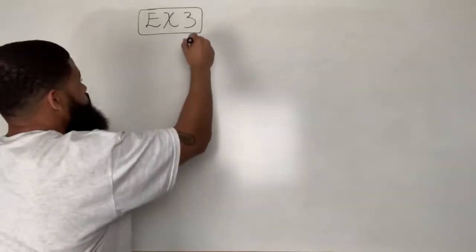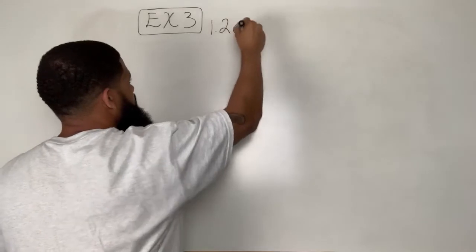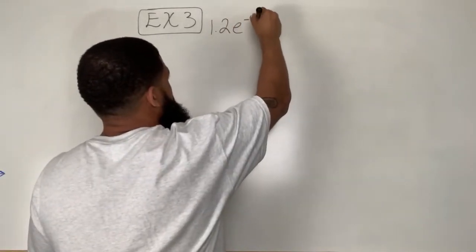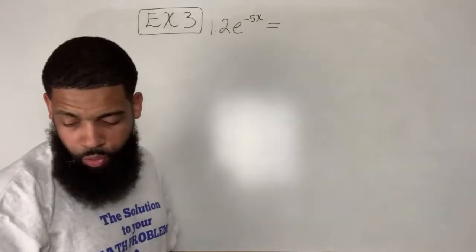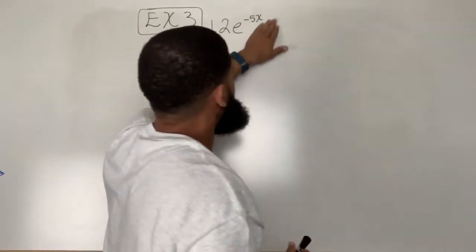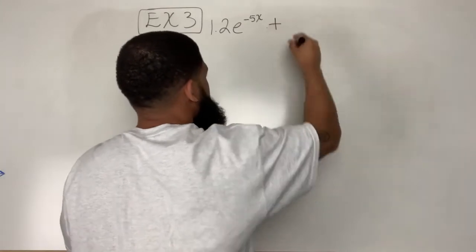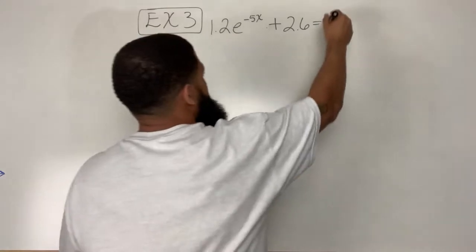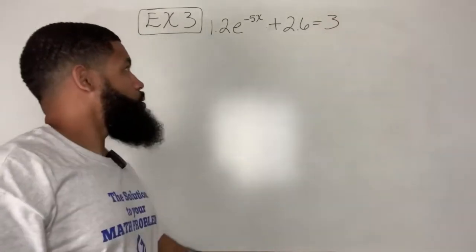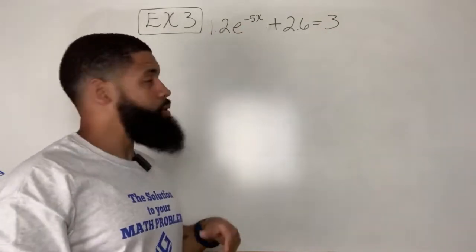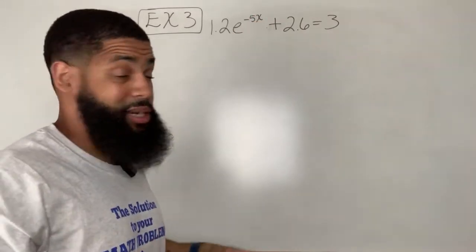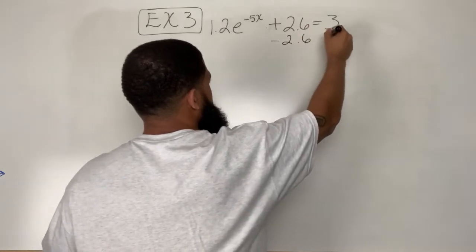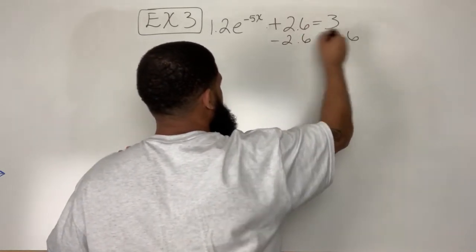Example 3, I have 1.2 e to the negative 5x power, plus 2.6, is equal to 3. Okay? So, once again, we need to get this term by itself. Our goal is to get e to the negative 5x by itself. So I want to go ahead and subtract 2.6 from both sides.